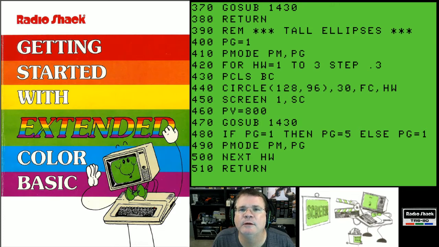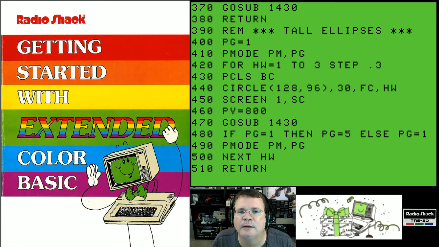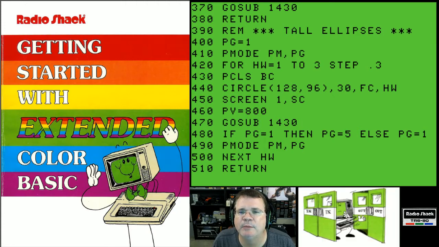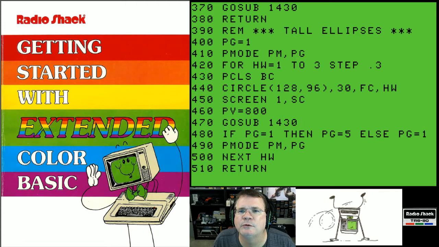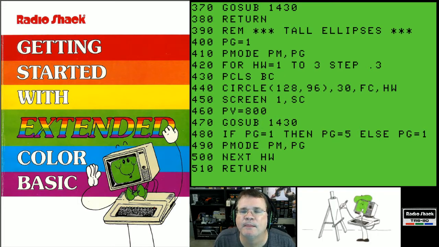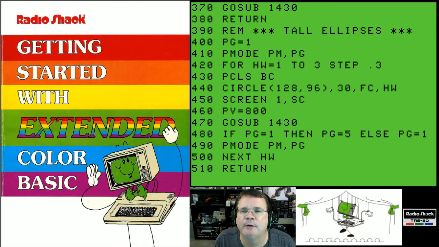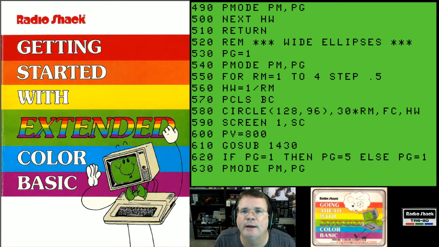Screen 1 kind of SC. Where did we define SC in here? Somewhere else. This must be in a go subroutine. So I don't know what the SC value is here. P mode, comma page. So we have different pages. So we're doing this P mode, comma page. We're going to do the height width ratio, and we're going to do a circle, and then we're going to change screens. I don't see where SC is defined here.